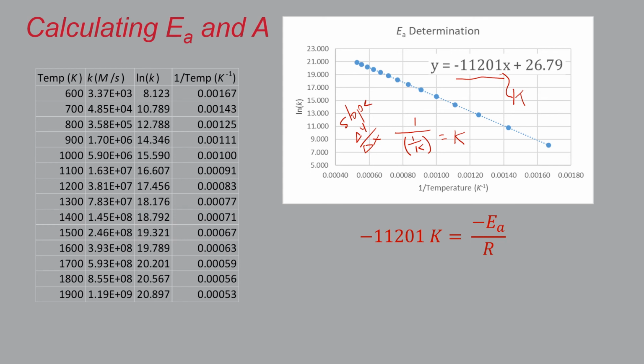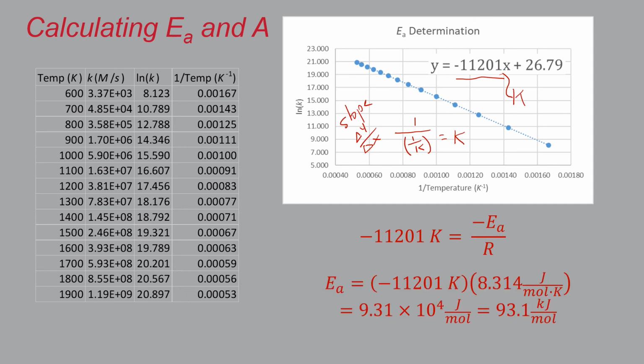So the slope is equal to 1120 kelvins. That's equal to the quantity negative Ea over R. So you can solve for the Ea, and that gives us a result of about 93.1 kilojoules per mole as the activation energy for this process. So that's how we determine activation energies.